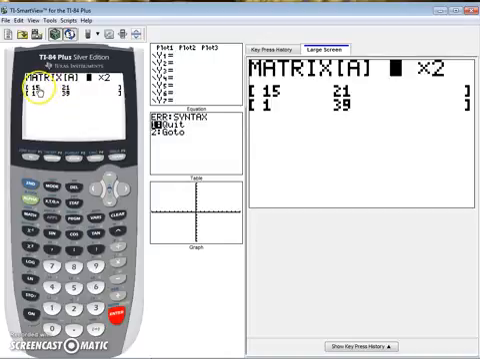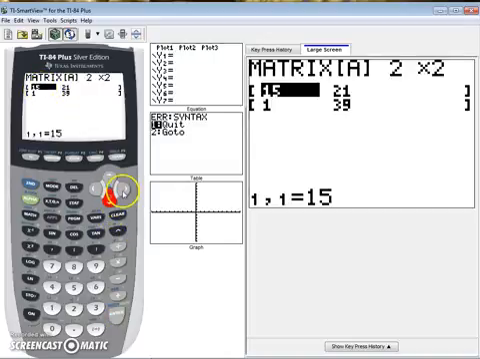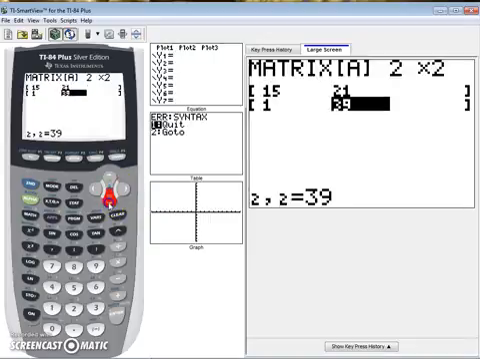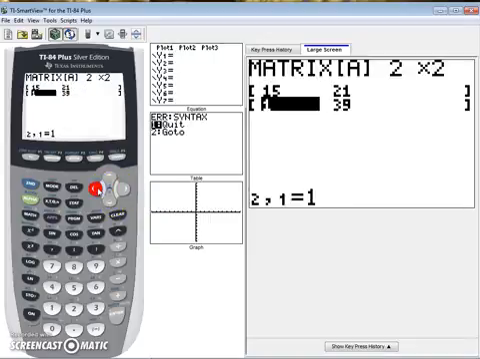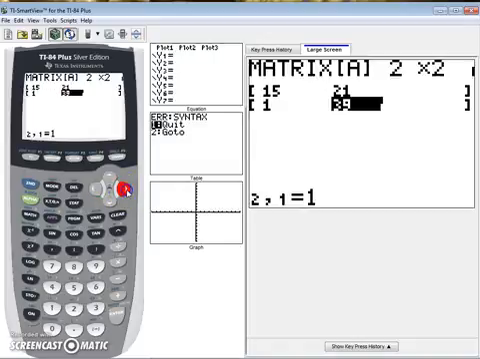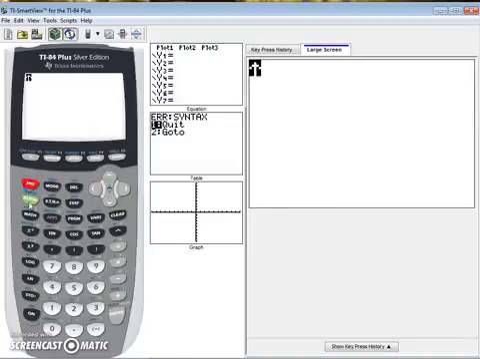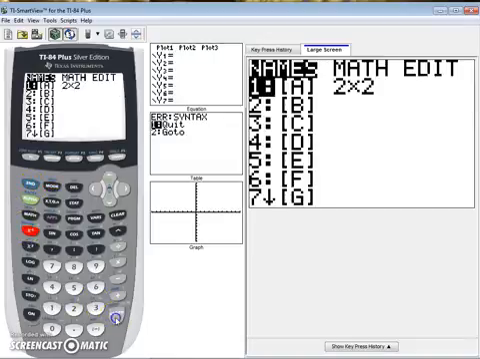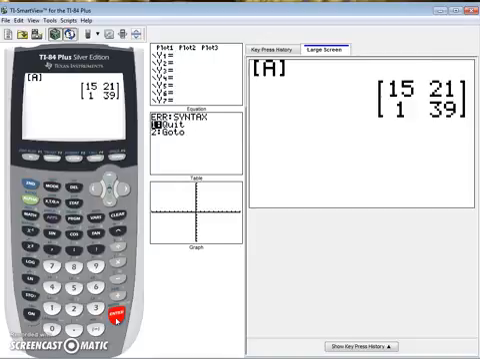We had 15 people who had the surgery that were free from seizures, 21 who were not, 1 person who just took the drugs that was free from seizures, and 39 who were not. Once you have that in, go to second quit. You can go back into matrices and hit enter to verify your data is correct. And now we're going to run our tests.